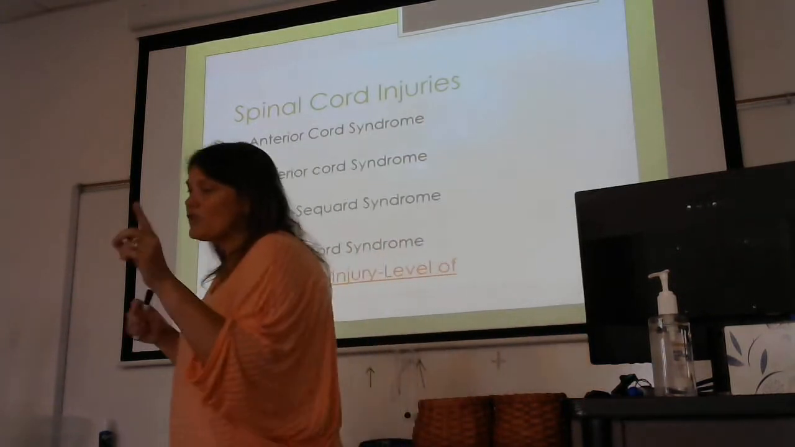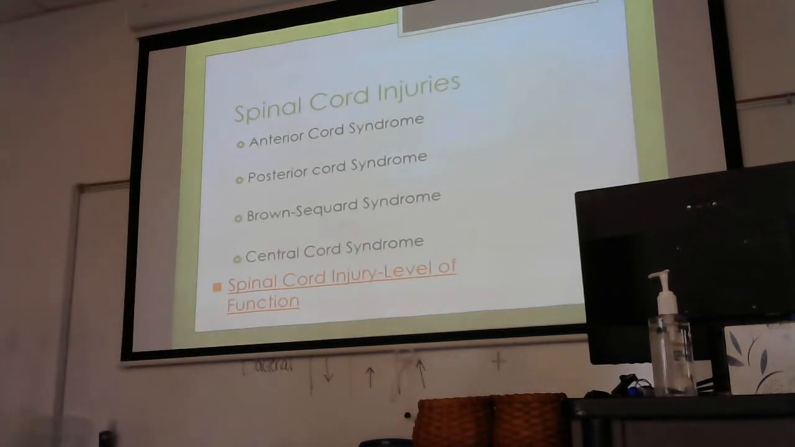They lose movement on the side of the injury. They lose pain and temperature opposite of the injury. So Brown-Séquard: the injury's on the right side of the cord. They lose movement on the right side. They lose pain and temperature sensation on the opposite side.